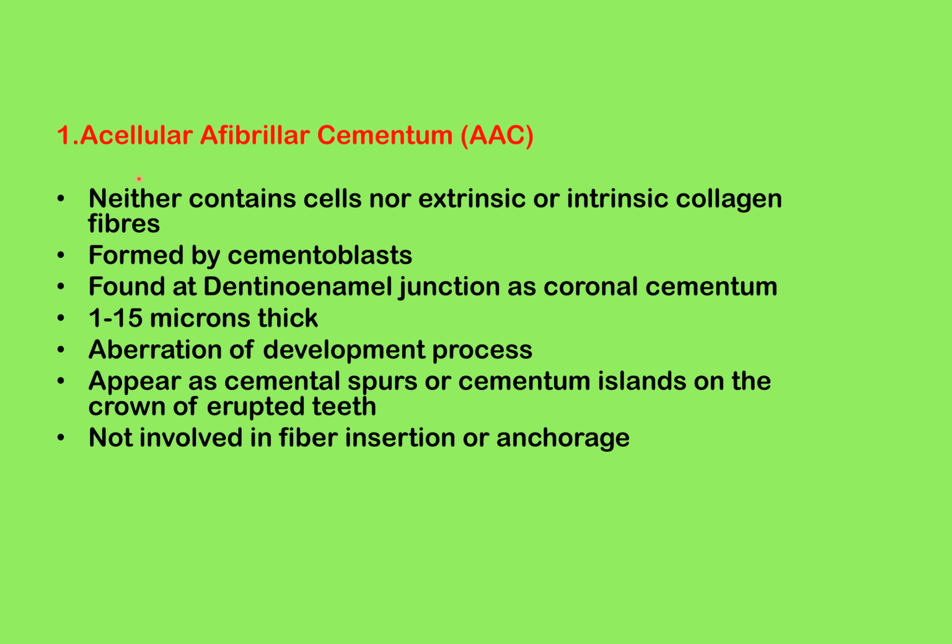Let's discuss one by one all the types of cementum, starting with the acellular afibrillar cementum. Acellular means that it does not contain any cells, whereas afibrillar means that it does not contain any extrinsic or intrinsic collagen fibers. It is formed by cementoblasts and found at the dentino-enamel junction as a coronal cementum with a thickness of 1 to 15 microns. It is formed as an aberration of the development process and appears as cemental spurs or cementum islands on the crown of newly erupted teeth. It is of less functional value as it is not involved in any fiber insertion or anchorage.